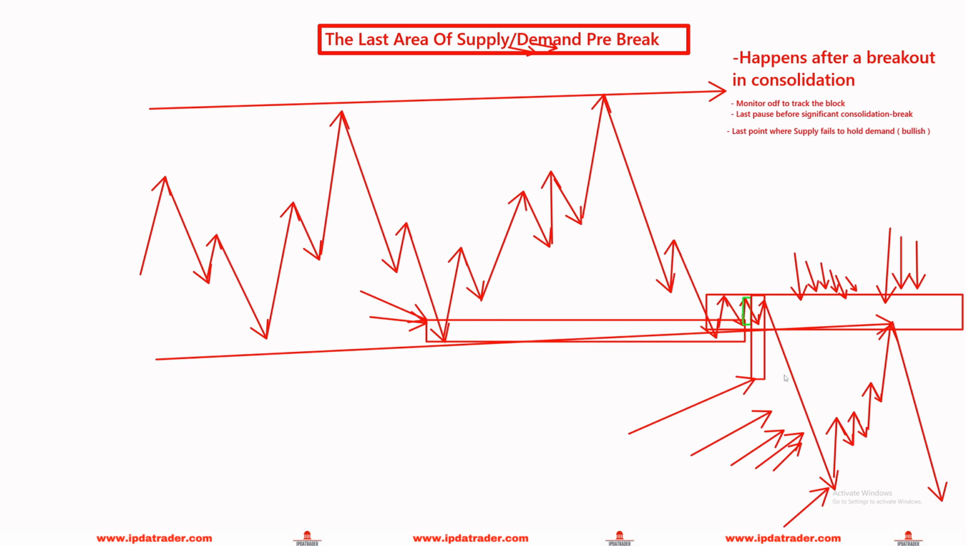Okay, so I do hope that this explanation makes sense. I did try my best to provide you with the easiest and more sensible information, but at this point you should be able to understand what the last area of supply or demand pre-break really is. Okay, it is just the last pause the market makes before the significant consolidation break.